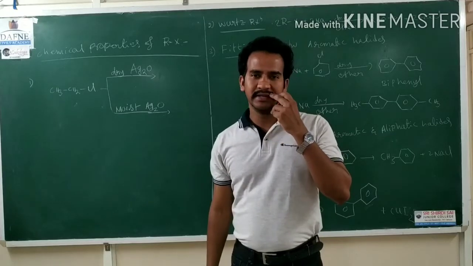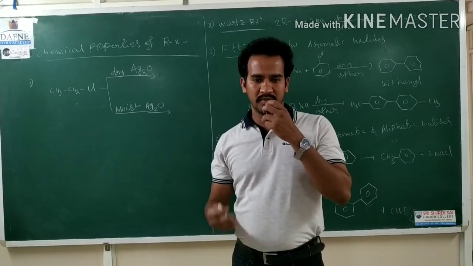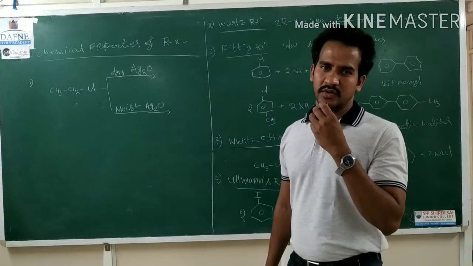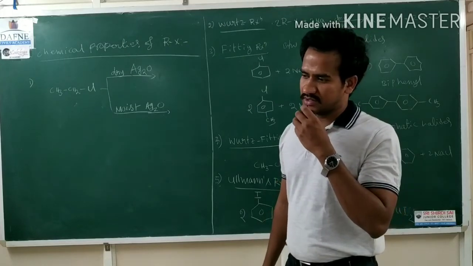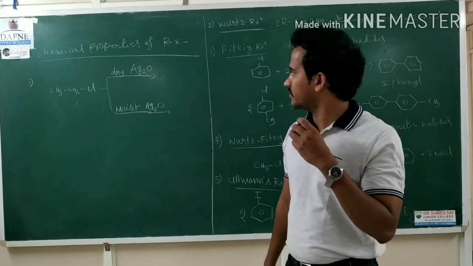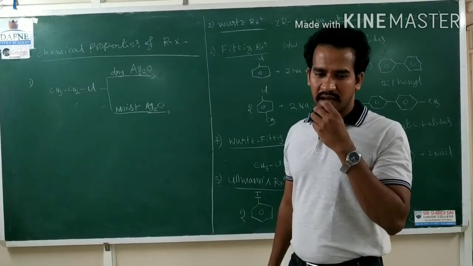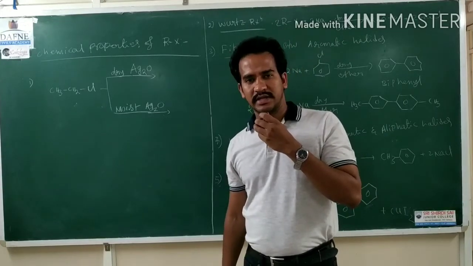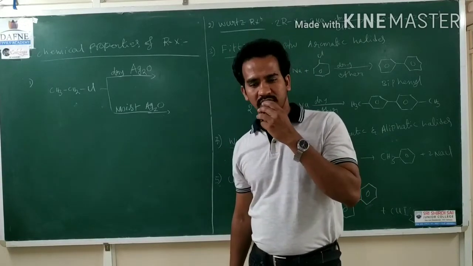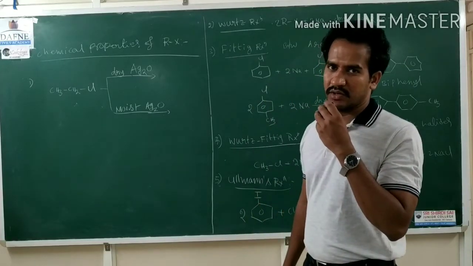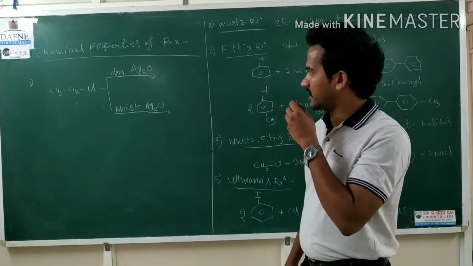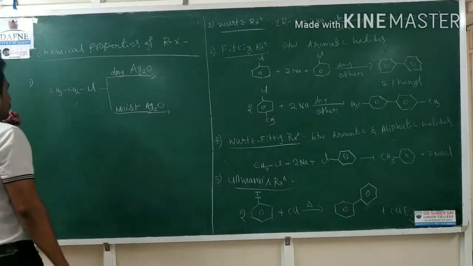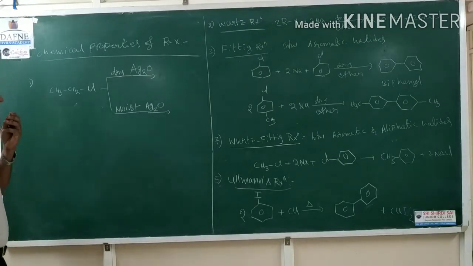So yesterday we started preparation methods of alkyl halides, and now let us discuss the chemical properties of alkyl halides. Already you know that SN1 and SN2 reactions are chemical reactions of alkyl halides. Now here are some more reactions of alkyl halides. The first reaction is the reaction with silver oxide.